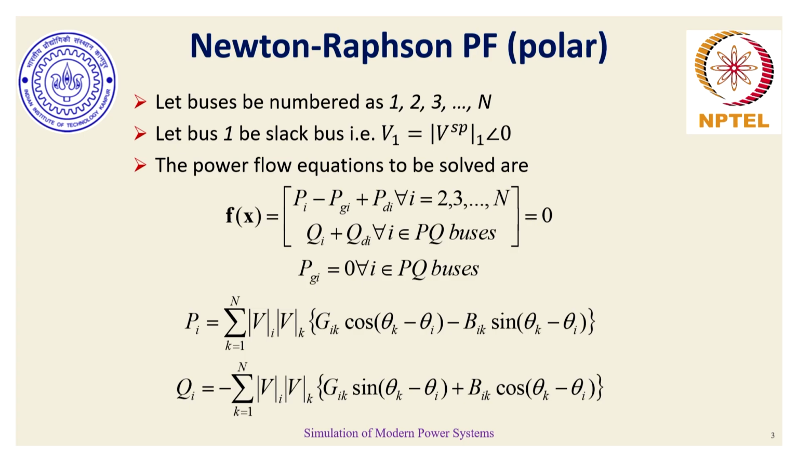We take an n-bus power network where buses are numbered from 1 to n, and for the sake of convenience we choose bus 1 to be the slack bus whose voltage value is specified, and we choose 0 as the angle reference for all other voltage phase angles.